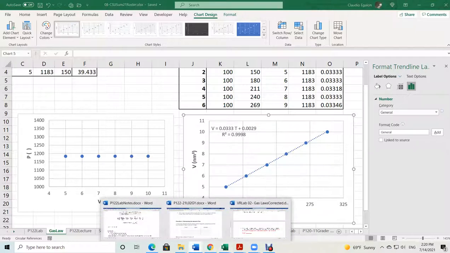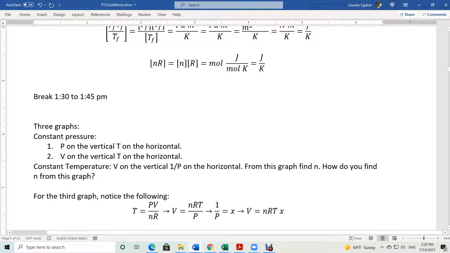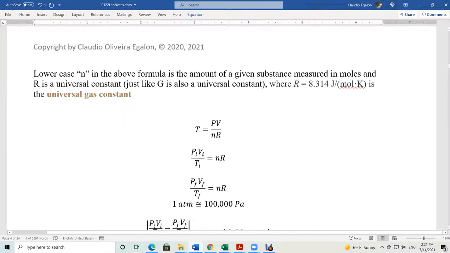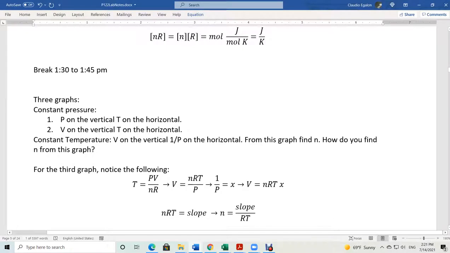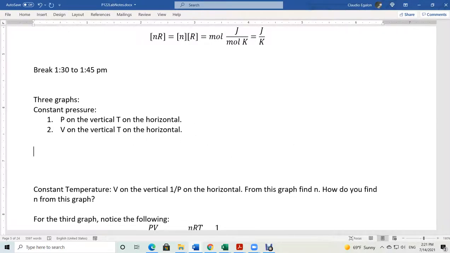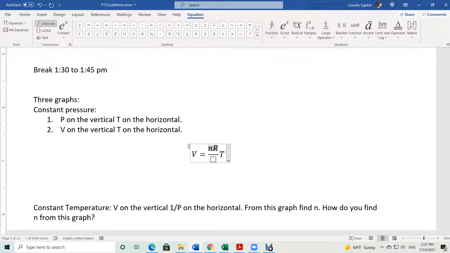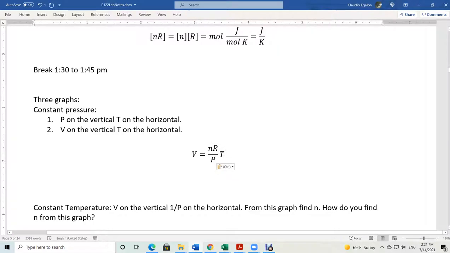I'm going to go back here to my lab notes, right? I'm going to get the ideal gas law. Here you go, PV = nRT, right? P on the vertical, V on the horizontal, constant temperature. Constant pressure. Here you go. V on the vertical means that we're supposed to get an equation like that. Pressure is constant, R is constant, n is constant. So you're supposed to get a straight line with a slope given by this ratio that you see right here. V on the vertical, T on the horizontal.